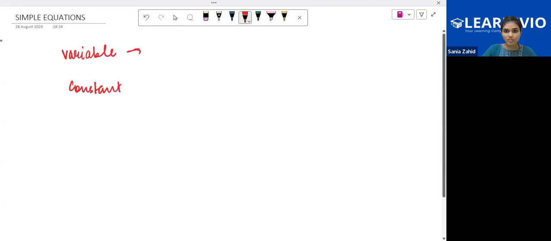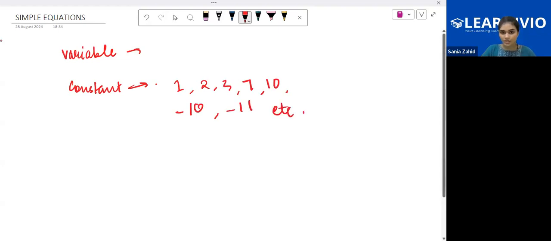That can be changed. Those are known as variables. And constants are the terms which remain, which do not change. For example, I write all the numbers, like I have 1, I have 2, I have 3, I have 7, I have 10, I have negative 10, I have negative 11, etc. These shall all be constants, even the decimal numbers. All of these will be constants.